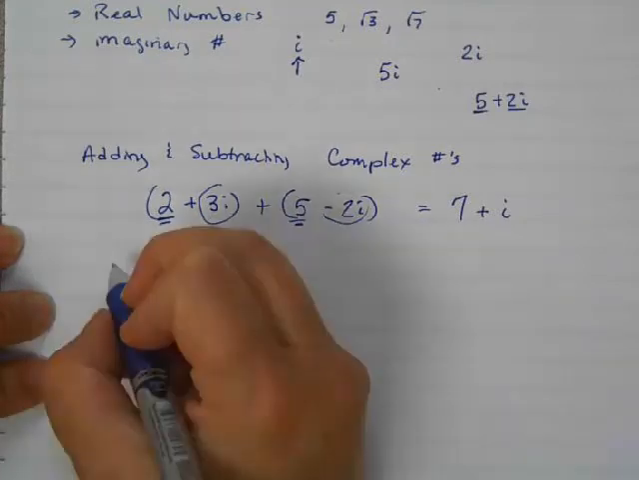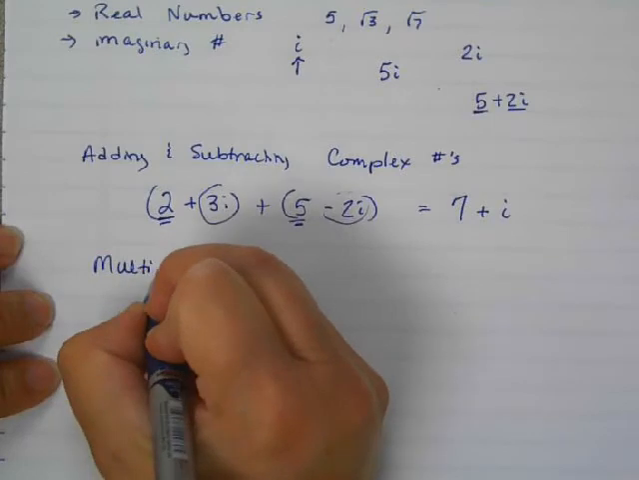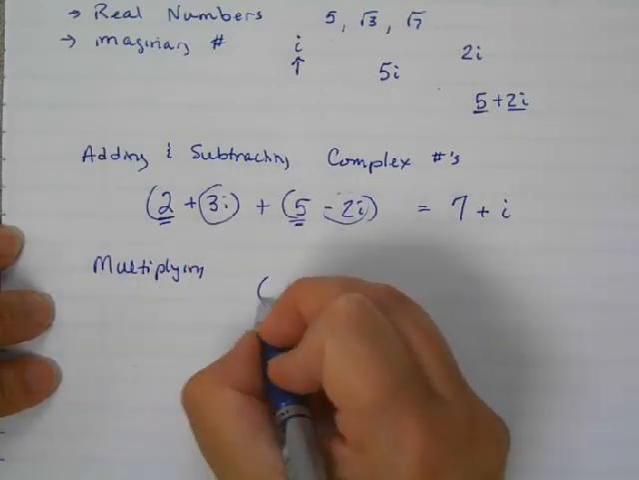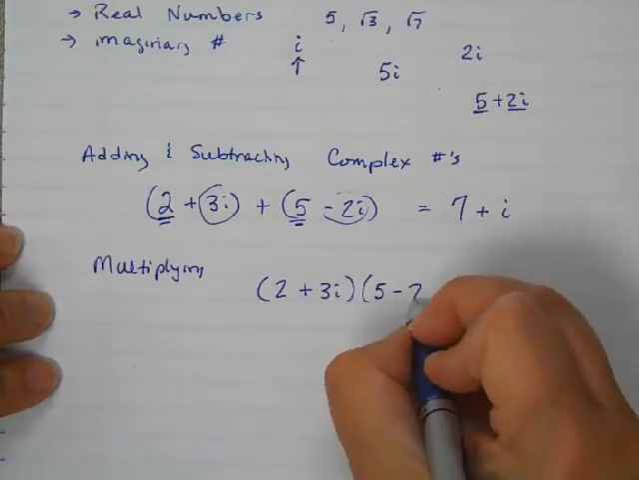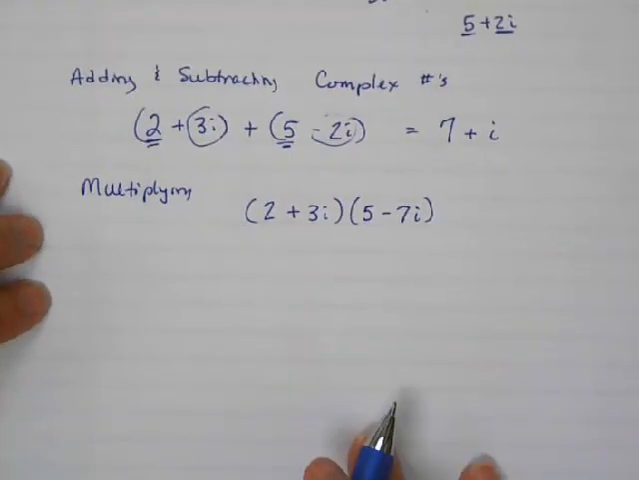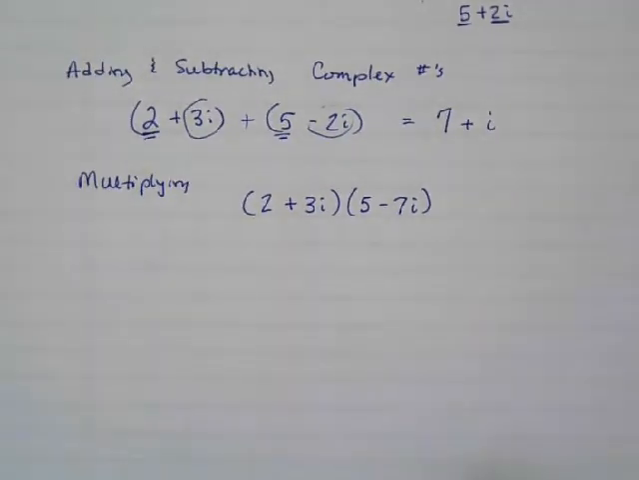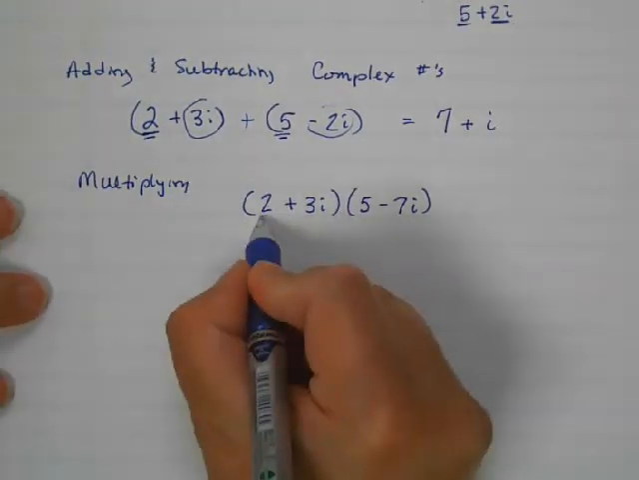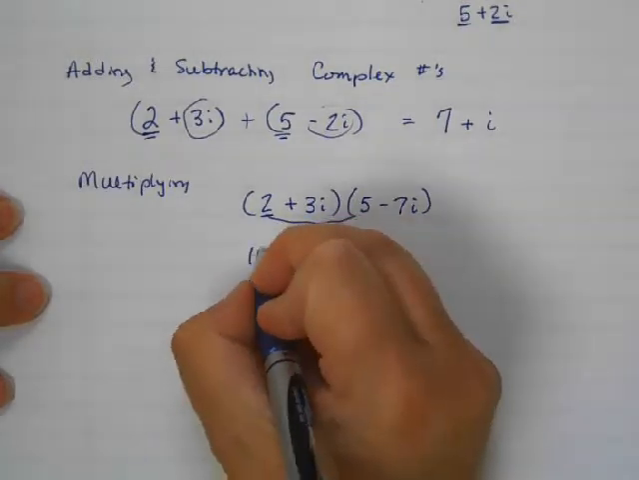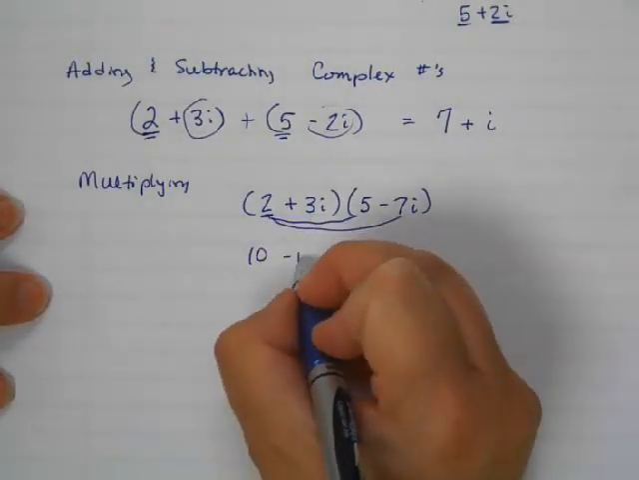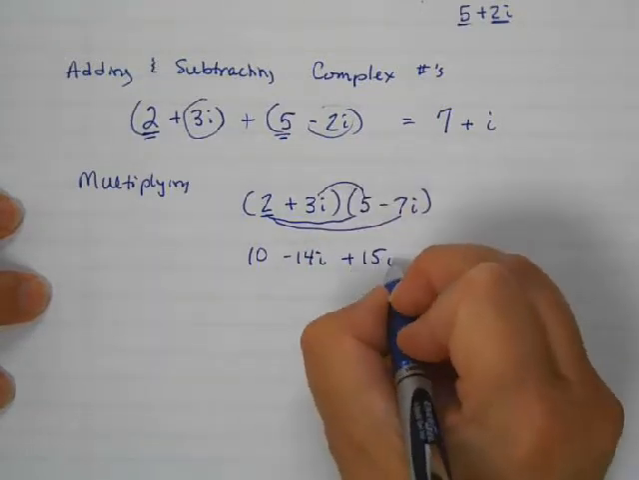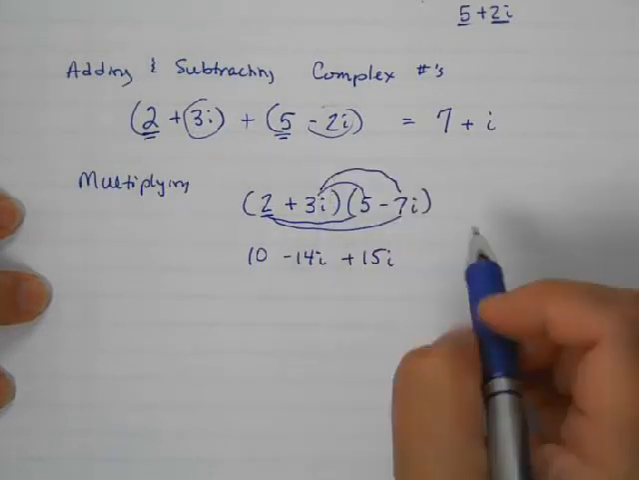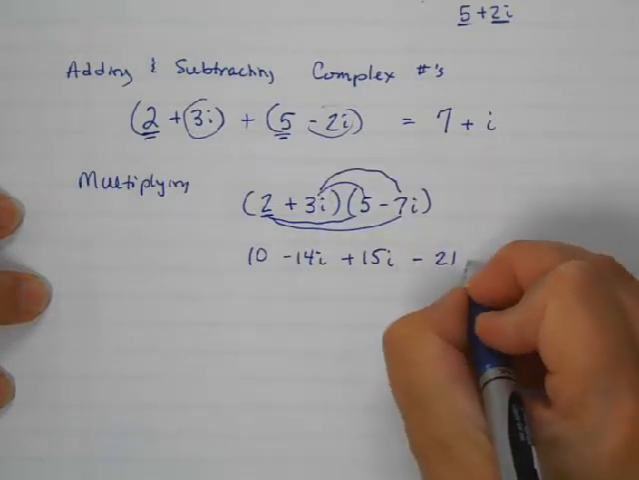So let's talk about multiplying. Let's multiply 2 plus 3i times 5 minus 7i. Again, we would multiply just like i is a variable, even though we know i represents something, so we'll have to deal with that in a minute, but we're going to start off by double distributing. So 2 times 5 is 10, and 2 times negative 7i is negative 14i. 3i times 5 is plus 15i, and 3i times negative 7i is negative 21i squared.